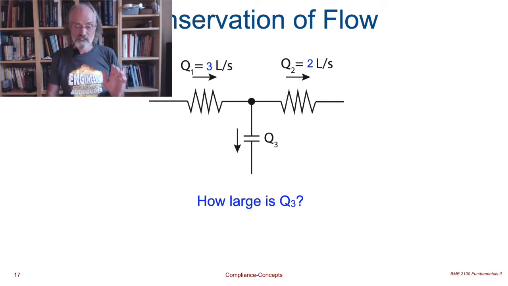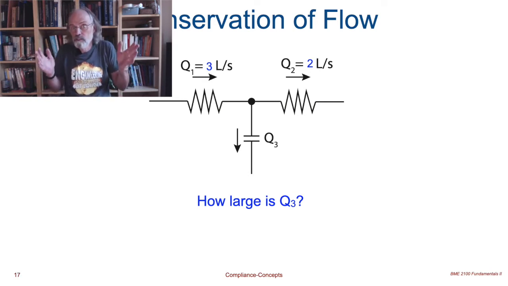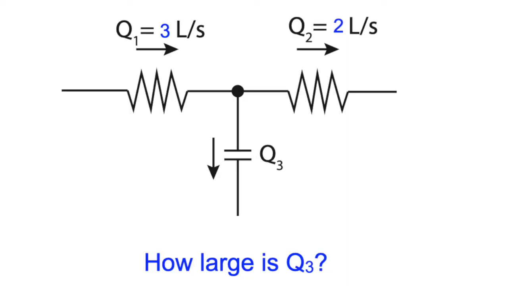It's a simple calculation because flow is conserved. And of course, you see now that it's 1 liter per second. 3 comes in, 2 go out the right-hand side, and 1 goes into the capacitor, into the compliant vessel. So that's how large Q3 is. And because of the way we've drawn the arrows, it's a positive number. If I'd drawn the arrow the other way, it would be a negative number. And that we'll get used to with time as well.